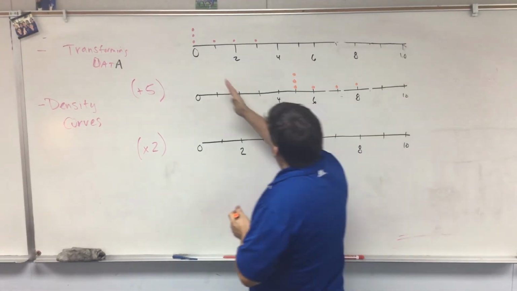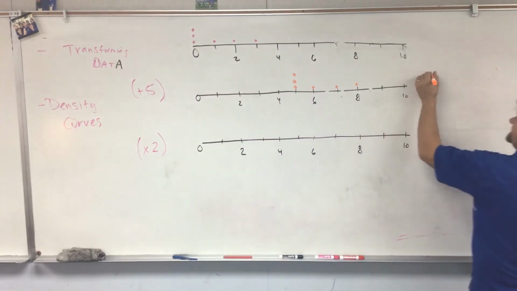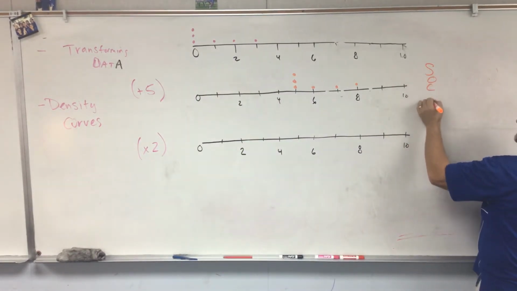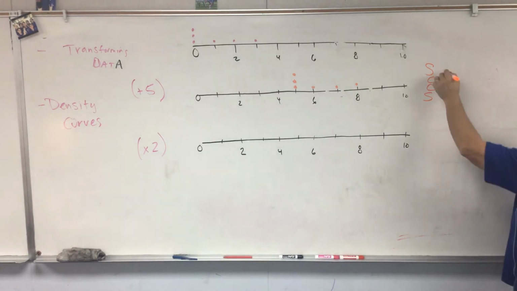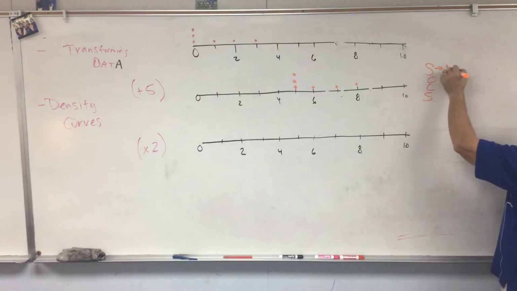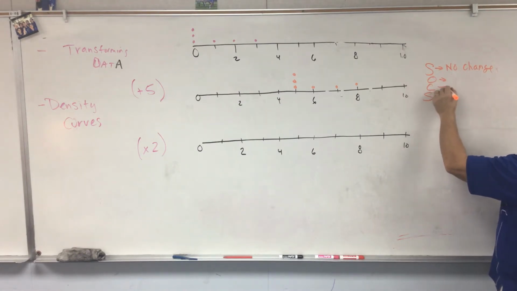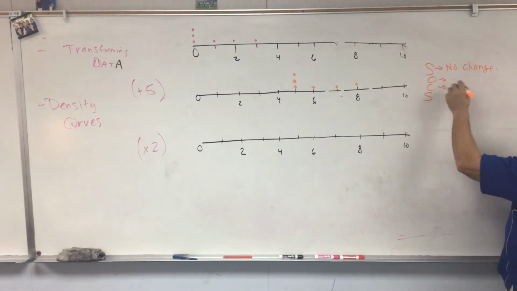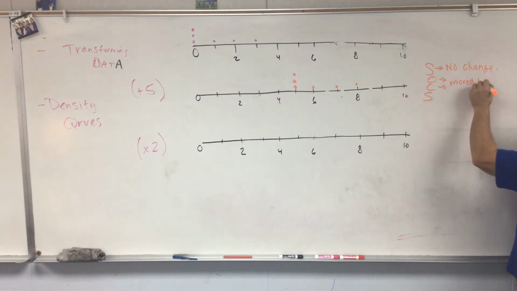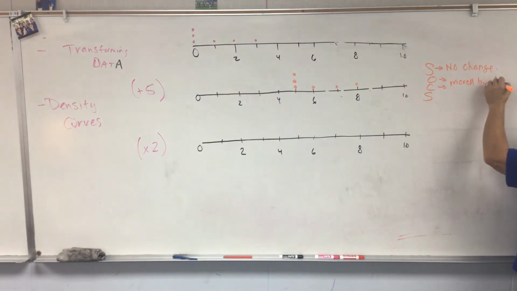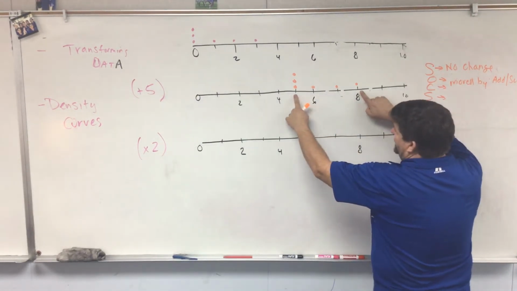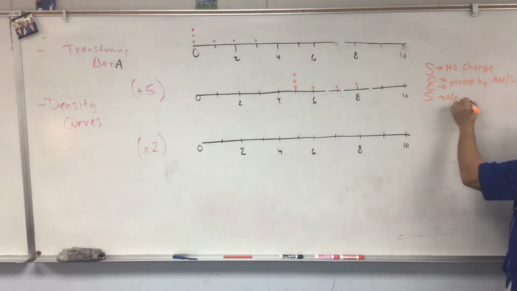If we look at it, we have to talk about SOCS. So if we talk about our SOCS, our shape doesn't change, no change. Our outliers and our center are moved by whatever we're adding or subtracting. And our spread doesn't change at all. No change.